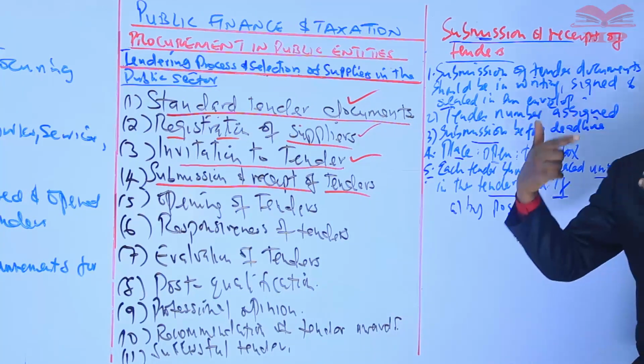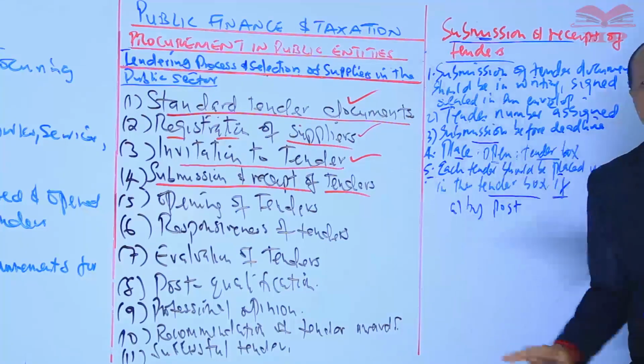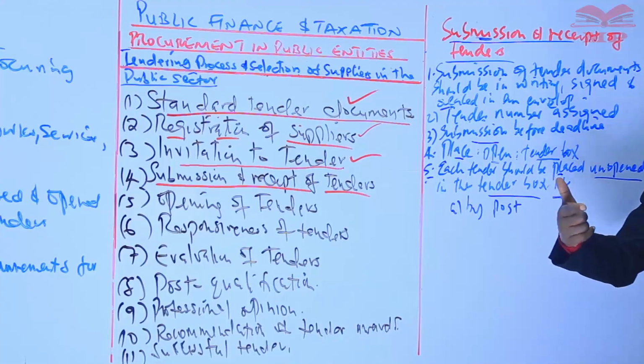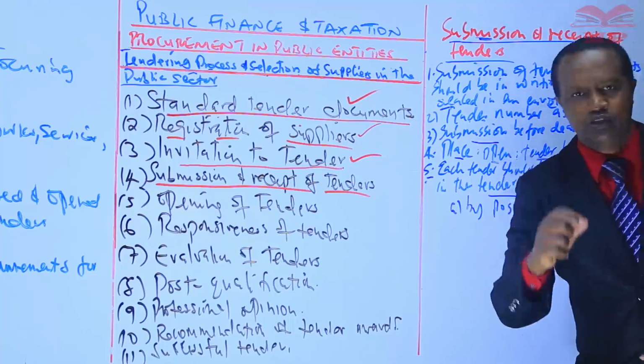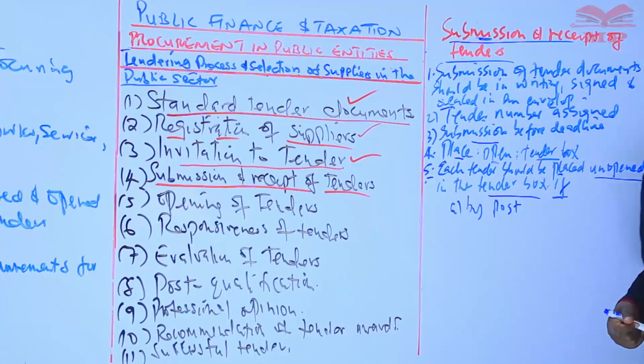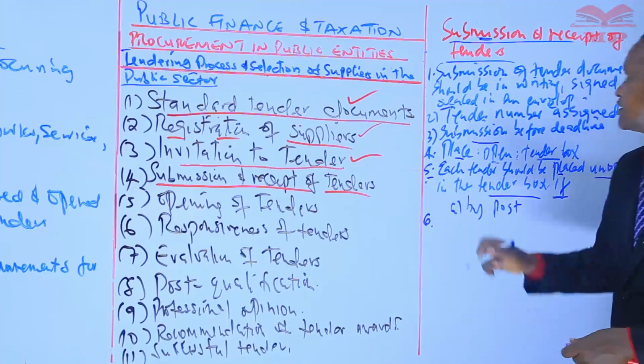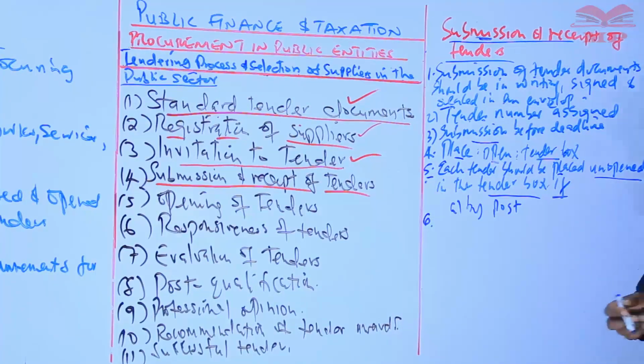And if the tender is delivered otherwise than by post, by the person delivering the tender, then again it should be placed unopened in the tender box. That should be clear. Then we are moving on to point number 6, still under submission and receipt of tenders.